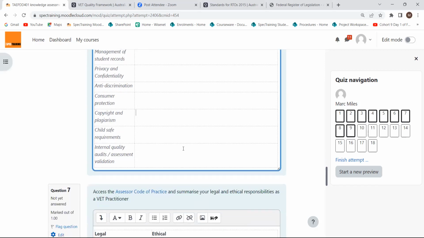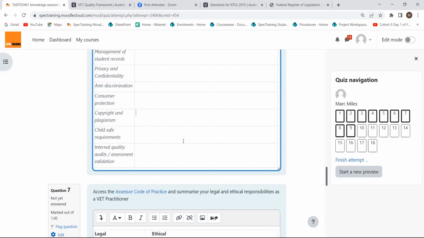Child safe requirements. You could, as an RTO, have a stipulation that anyone that works with students that are under the age of 18 or 16, every trainer assessor must have a blue card. Okay, so that could be part of that.